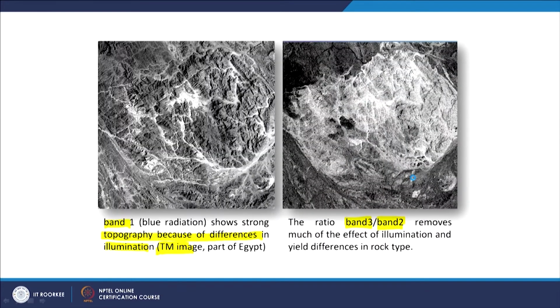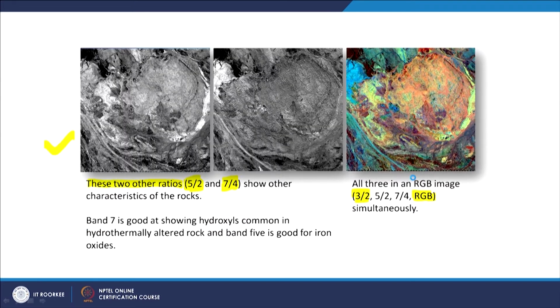Otherwise, if you compare with this first image, band 1, one can interpret that everything is almost the same as far as the rocks or land cover are concerned. But when we see here, there are now at least 5-6 rock units clearly visible in the band ratio image. So, that is the advantage.